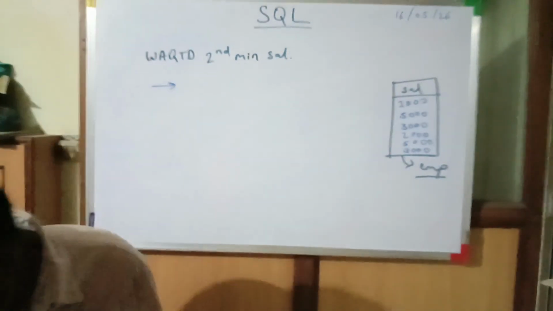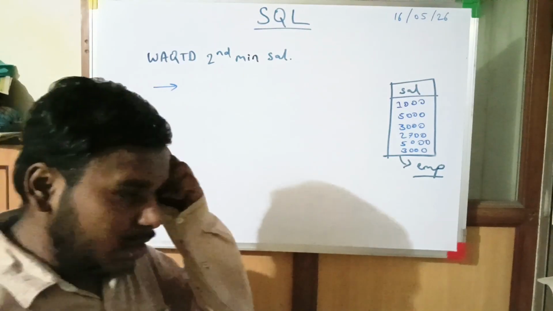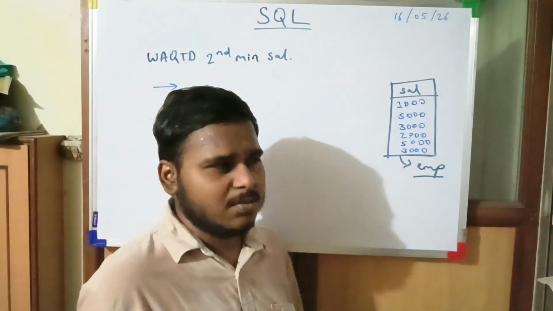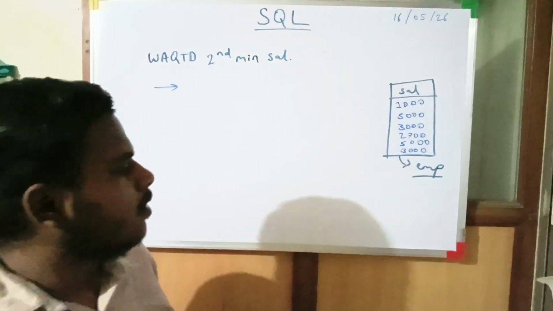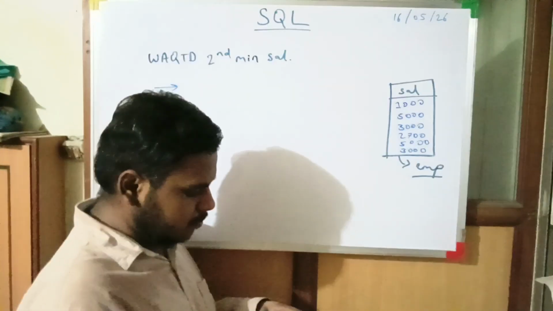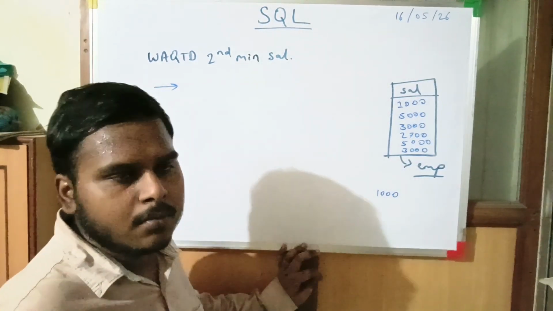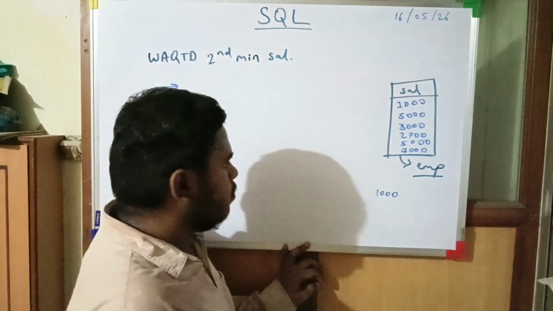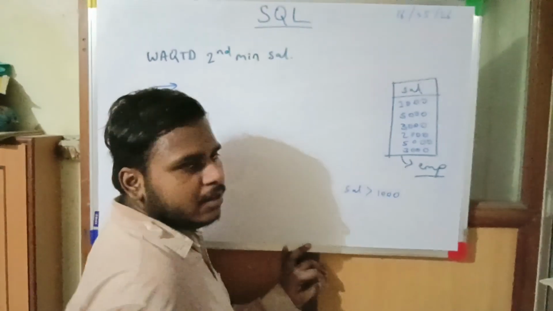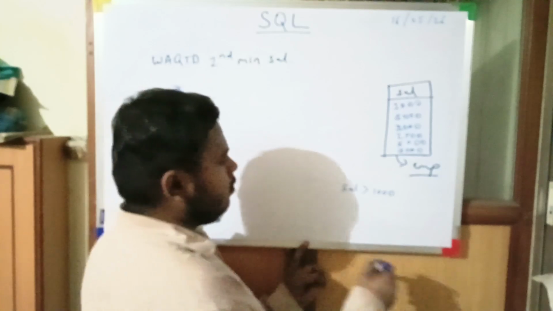So now, how to get the second minimum salary? First of all, I need to know the minimum salary. Then the second minimum, how is it possible? Just look at the table. Who is the lowest? 1,000 is the lowest. If I want to know who is the second lowest, that salary should first of all be greater than 1,000, for filtering out. From that, the rest I will take.